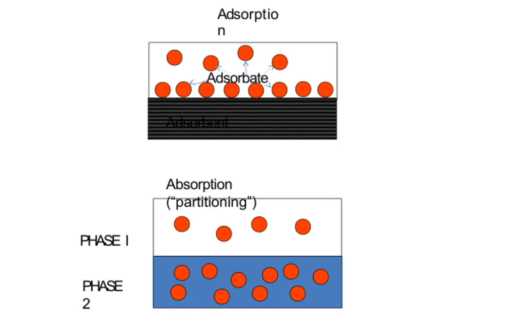Let's take a closer look at what's happening during these two phases. In phase I, we have adsorption, which is essentially the process where the adsorbate, meaning the substance that is being collected, attaches itself onto the surface of the adsorbent.